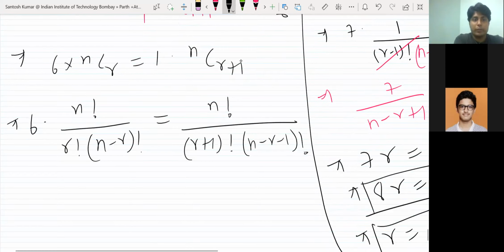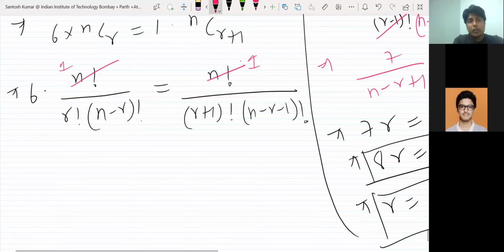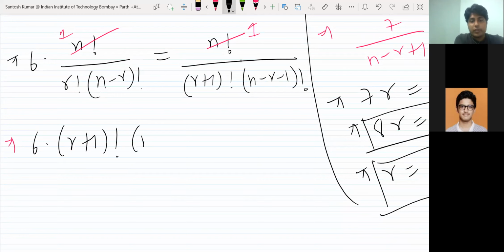Okay, so what we have, this we can cancel in one time. So do the cross multiplication. You can do it directly, right? Or you can do it later on, no problem. Okay, so if you want, you can do this multiplication there or later on. So I'm doing cross multiplication: 6 times r plus 1 factorial n minus r minus 1 factorial is equal to r factorial n minus r factorial.